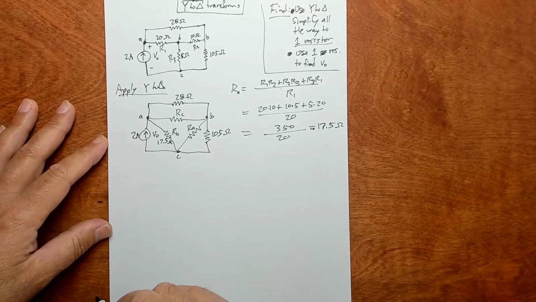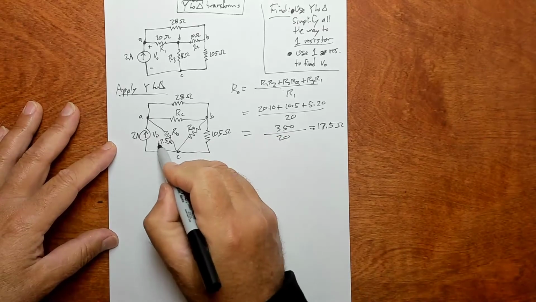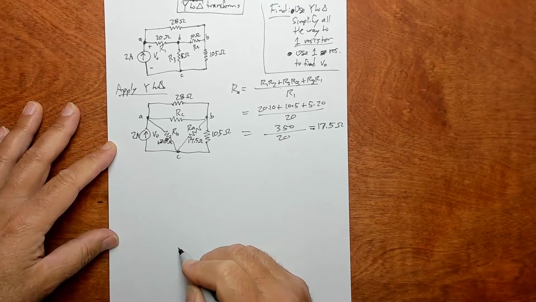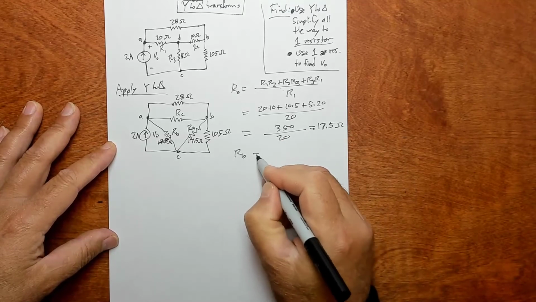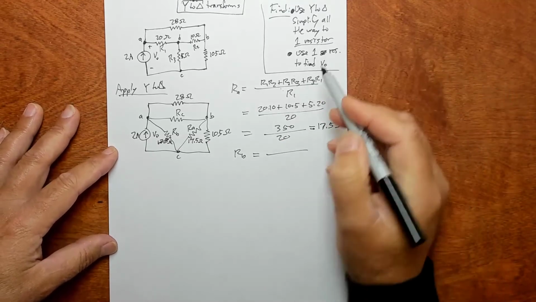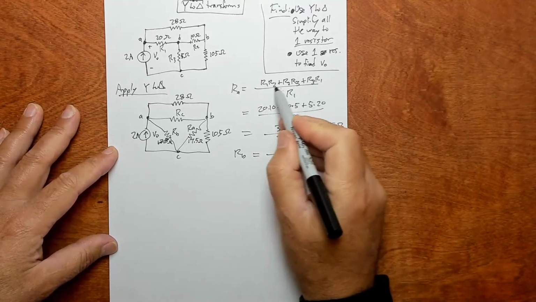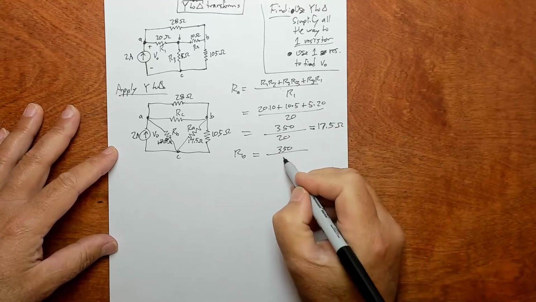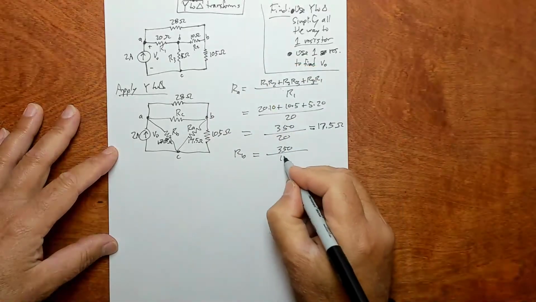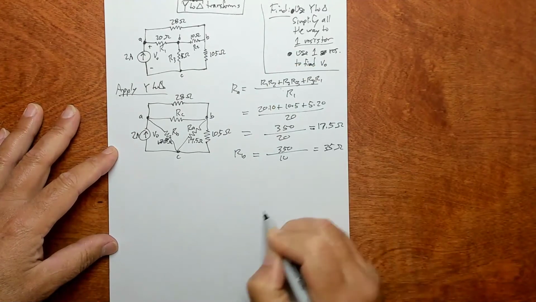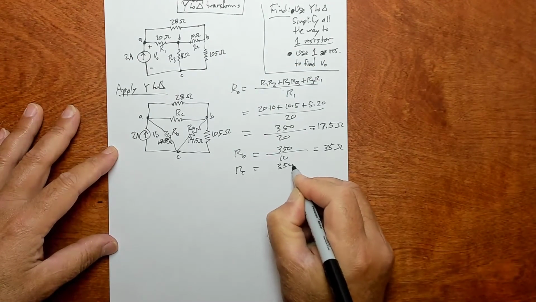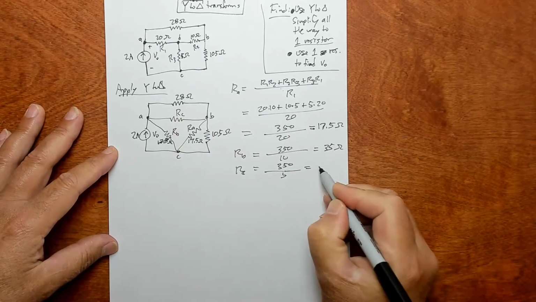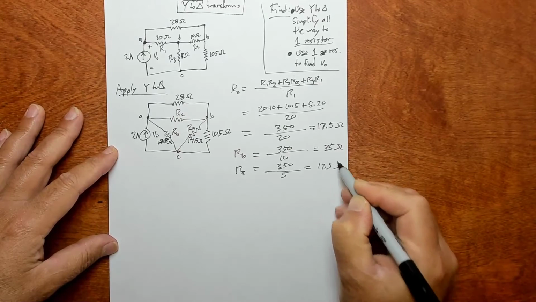Ohms. Okay, repeat for, oops, wrong one. RA is 17.5 over here, ohms. So repeat for RB and RC. The formula for RB is going to have the same numerator. We already solved that, it's 350. And you put R2 on the bottom, which is 10. So this is going to be 35 ohms. Okay, and RC is going to have the same numerator, and you put R3 on the bottom, which is 5 ohms. So that's going to be 70, not 17.5.